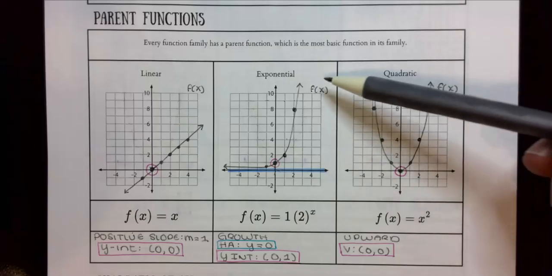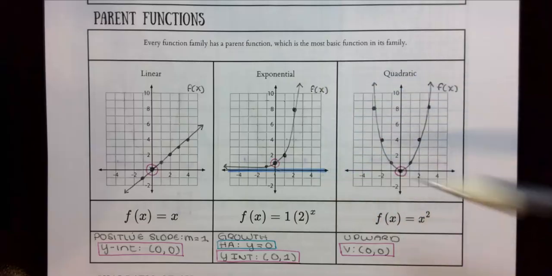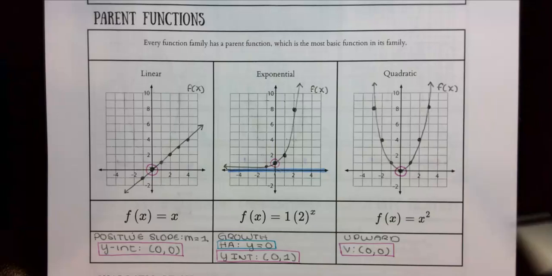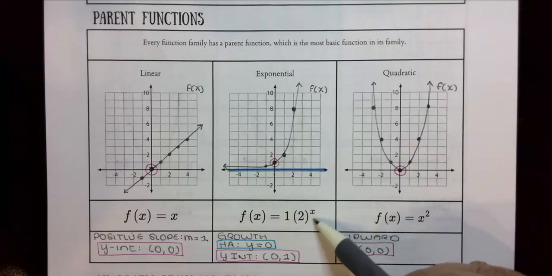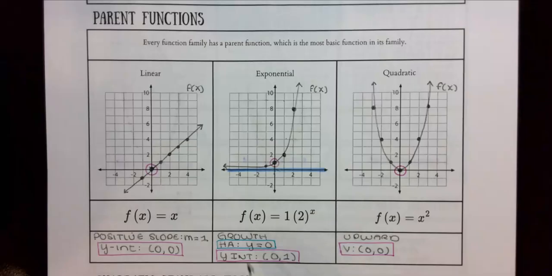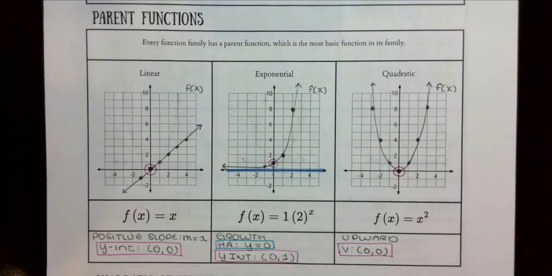Okay. So the next thing we're going to talk about is this exponential parent function. So if you look right here, this is the equation that we're using for this particular parent function. We're using numbers 1 and 2, and our x is raised as an exponent. Now for this one, our exponential is going to show growth because it's increasing from left to right. I also want to point out that we have a horizontal asymptote. So if you forgot what that is, it is a horizontal line that your graph will never cross or touch.